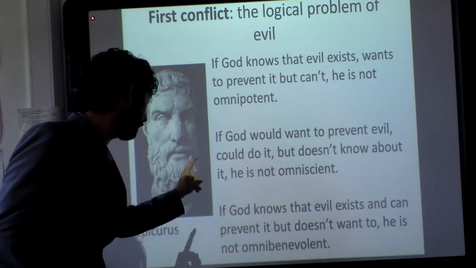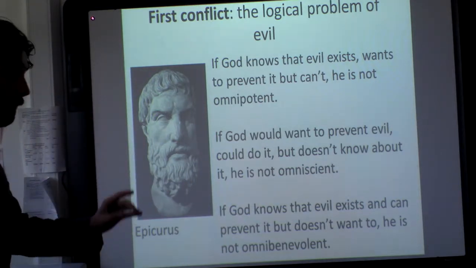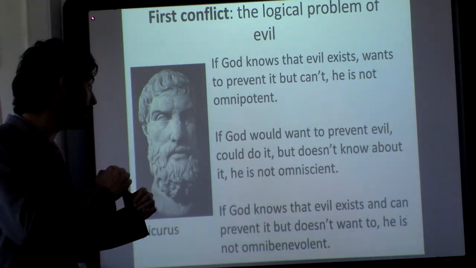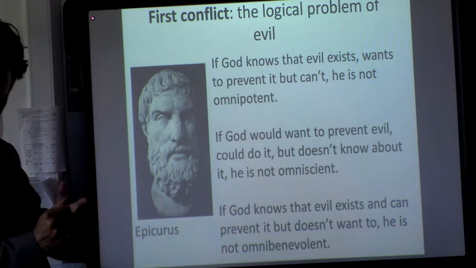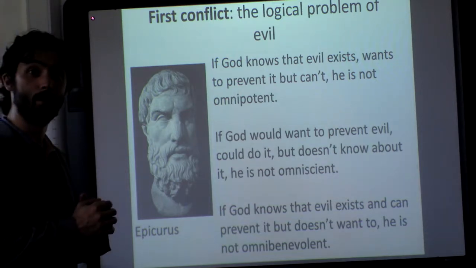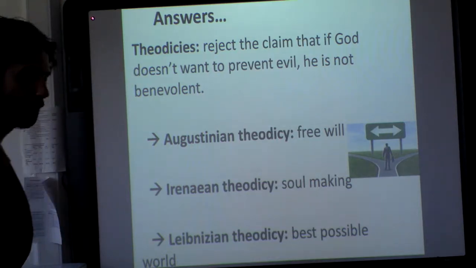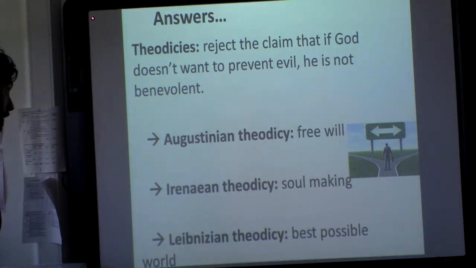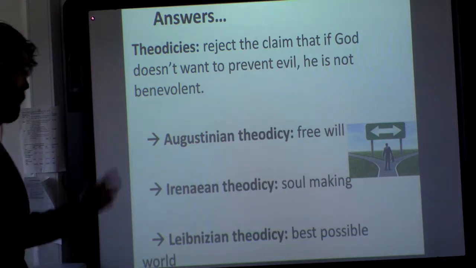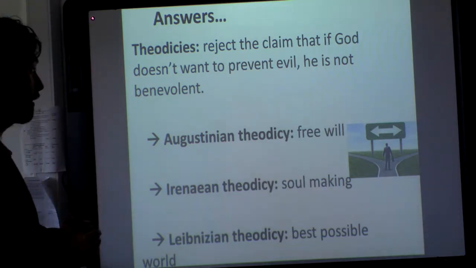And they're going to disagree with Epicurus. They're going to say it's not true that if God knows that evil exists and can prevent it but doesn't want to, then he's not omnibenevolent. So theodicies typically are going to say that God has good reasons for allowing evil. And of course, the theodicies that you know of from the course are these ones.